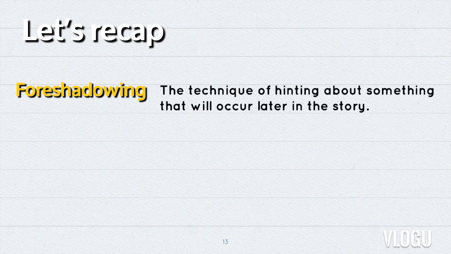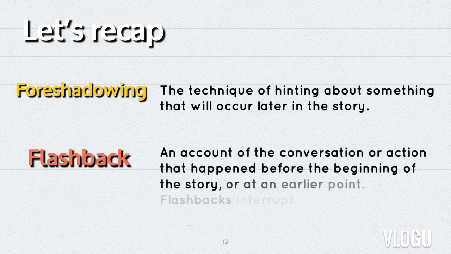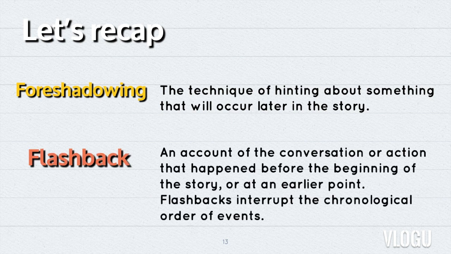So now let's recap. Foreshadowing is the technique of hinting about something that will occur later in the story. Flashback, instead, is an account of the conversation or action that happened before the beginning of the story or at an earlier point. Flashbacks interrupt the chronological order of events.